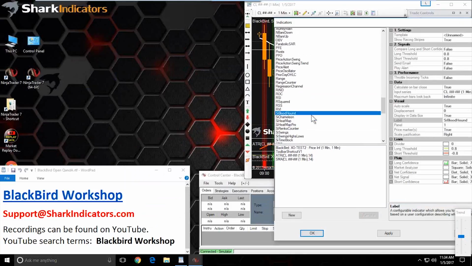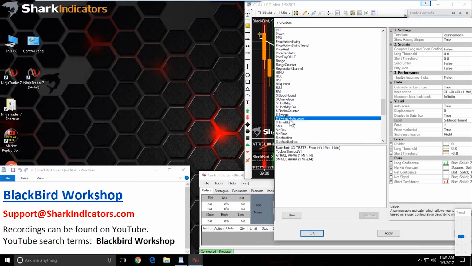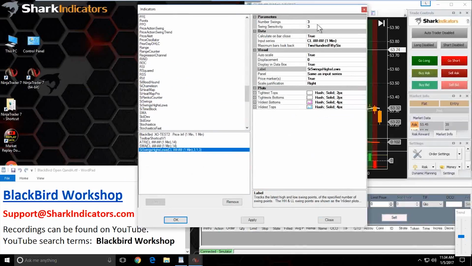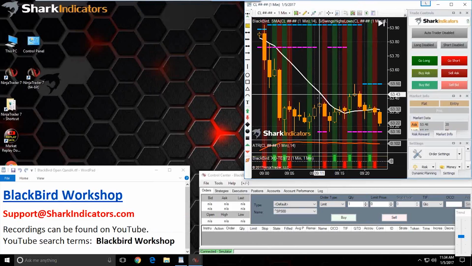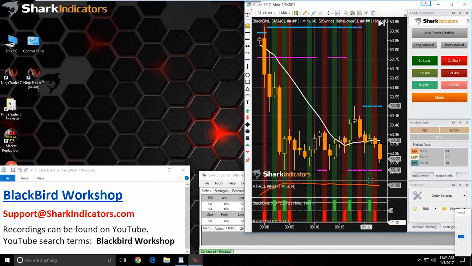All right, let me pull this up. There we go. So the SI swings highs lows indicator. All right, I think most of you guys are familiar with this indicator. So you can see the swing points here.